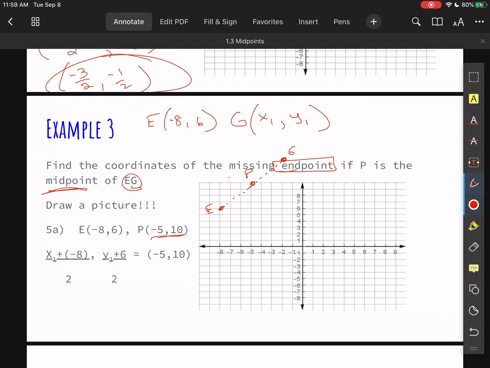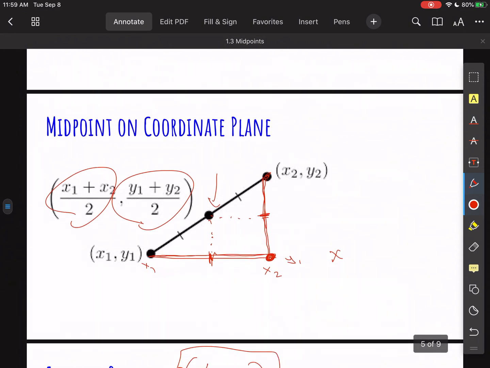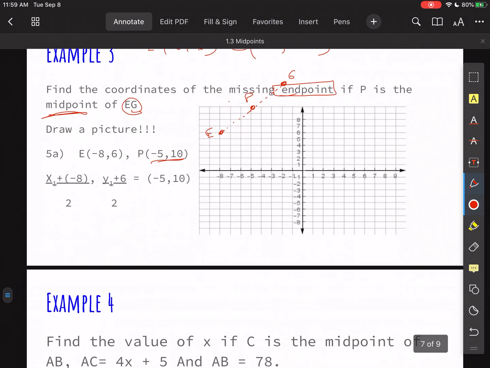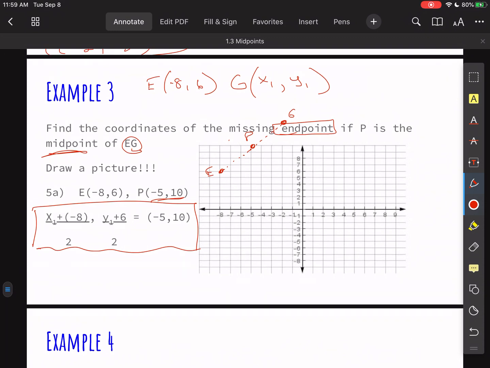To do this, we're going to set it up just using this formula. I've done that for us right here, but let me just do it again. I'm going to do x1 plus x2. I don't know what x1 is, so I'm just going to call it x1 plus negative 8 divided by 2. That's going to equal my x midpoint. My x midpoint is negative 5. So I can say this is equal to negative 5 because this is my x midpoint. This is my midpoint formula.